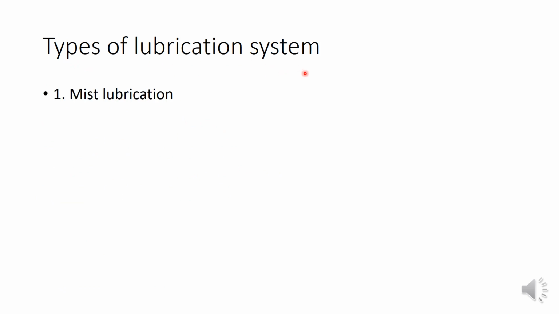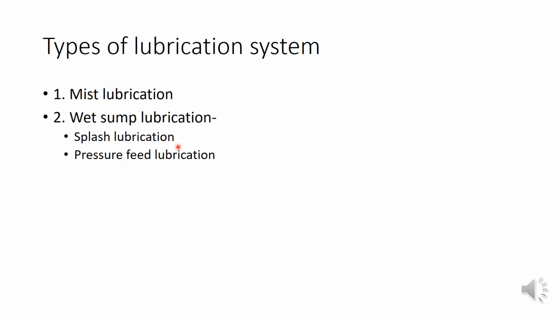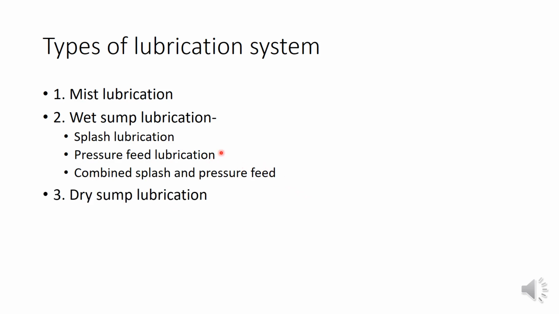Now what are the types of lubrication system? Mainly we have three classifications. First we have mist lubrication. Then we have wet sump lubrication, and in wet sump lubrication, again we have three types possible: splash lubrication, pressure feed lubrication, and combined splash and pressure feed lubrication. And another we have dry sump lubrication. So mainly we have these three types of lubrication system: mist lubrication, wet sump lubrication, and dry sump lubrication.